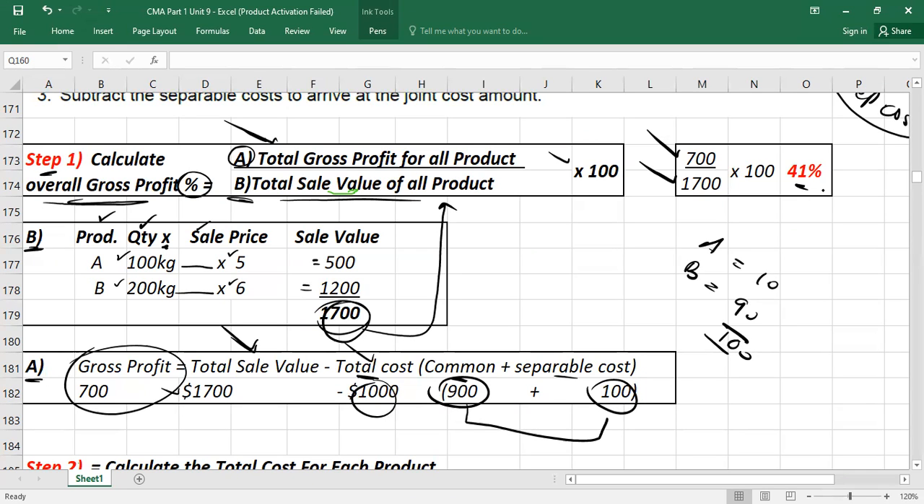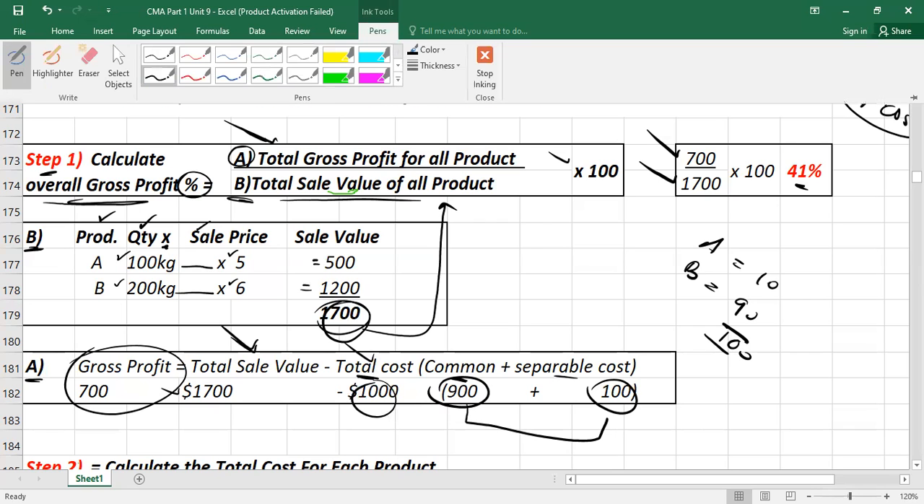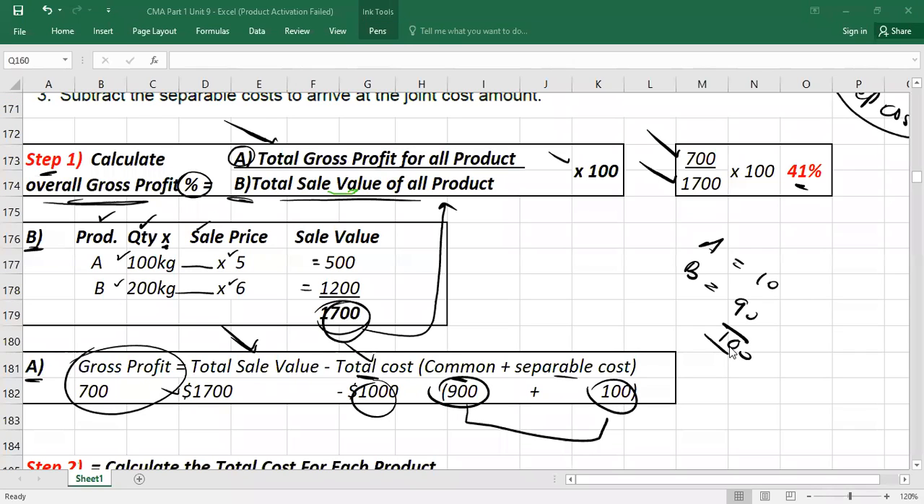You got it. Clear? Write down this step first quickly. So we assumed this is the separable cost. This was the separable cost of product A and B. But here we deducted total, this 100. Okay, now we are moving to step 2.